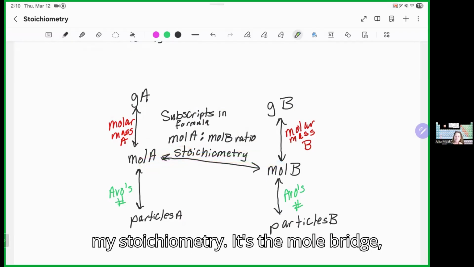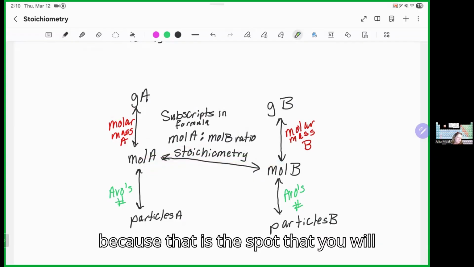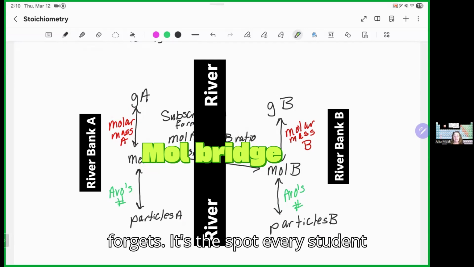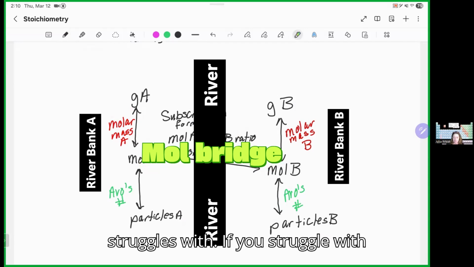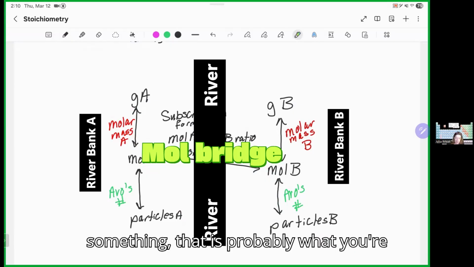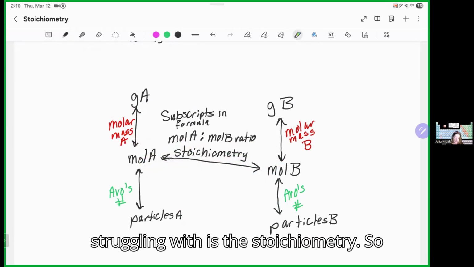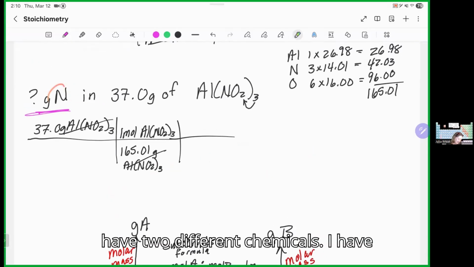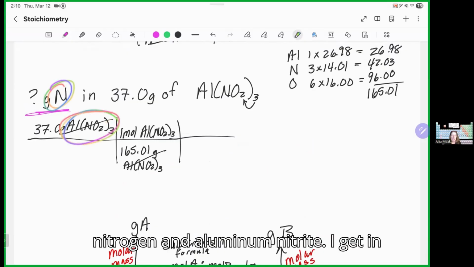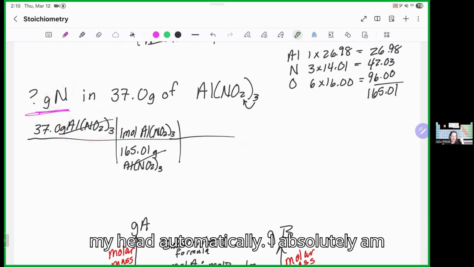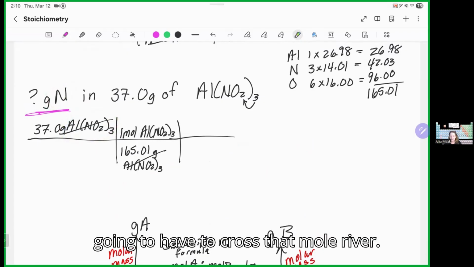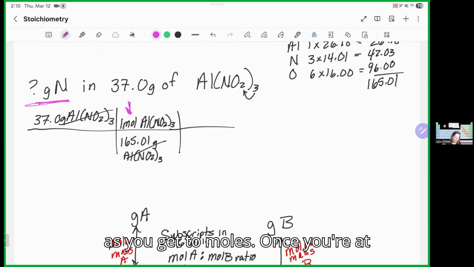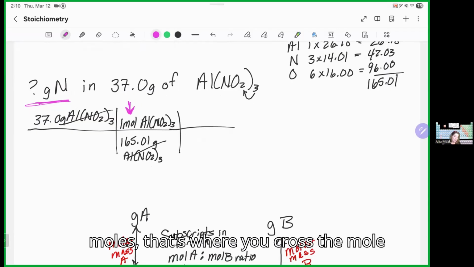That's my stoichiometry, is the mole bridge, because that is the spot that you will forget. It is the spot every student forgets. It's the spot every student struggles with. If you struggle with something, that is probably what you're struggling with, is the stoichiometry. So when I look up here and I see I have 2 different chemicals, I have nitrogen and aluminum nitrite, I get in my head automatically, I absolutely am going to have to cross that mole river. And you cross the mole river as soon as you get to moles. Once you're at moles, that's where you cross the mole river.